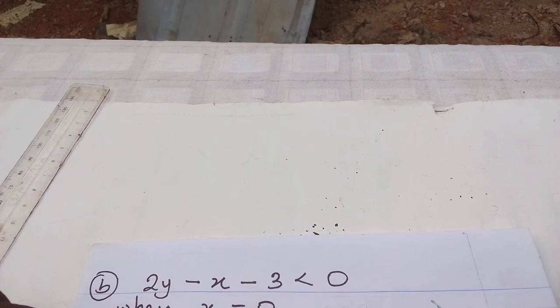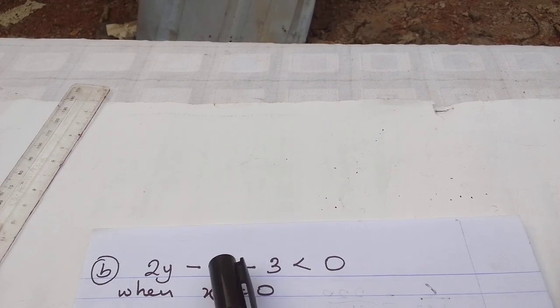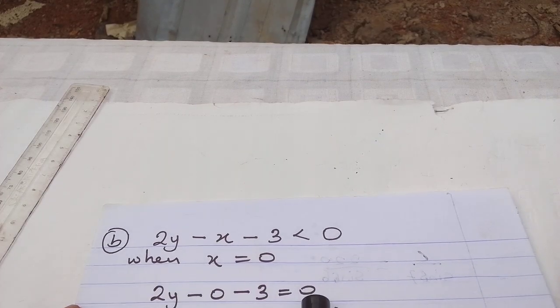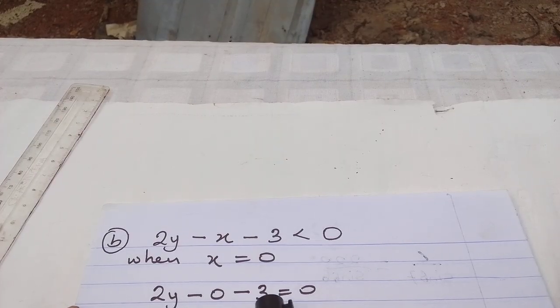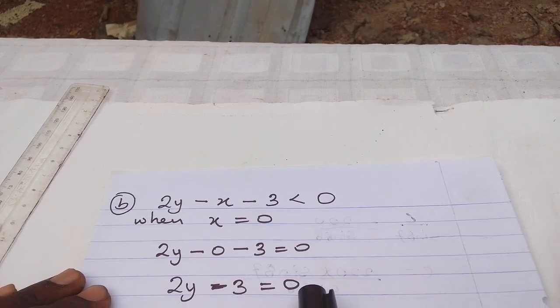So when x is equal to 0, what will be the value for y? We are trying to pick coordinates, the points we want to plot on the graph. When x is 0, that means we substitute 0 for x and solve the equation. So you have 2y minus 0 minus 3 is equal to 0. 0 minus 3 will give us minus 3.